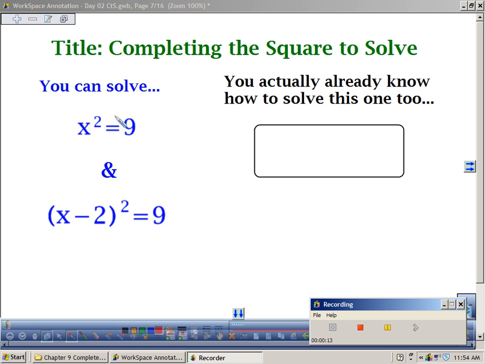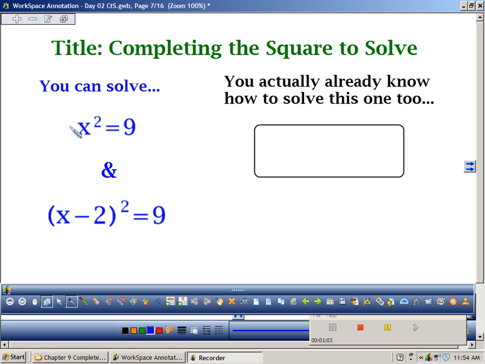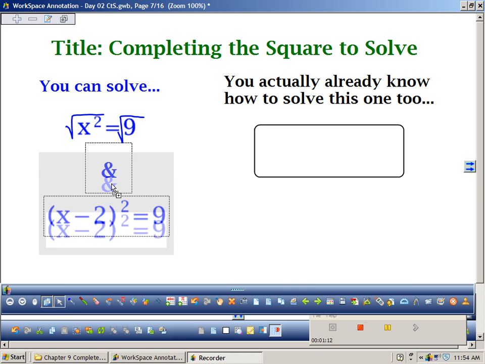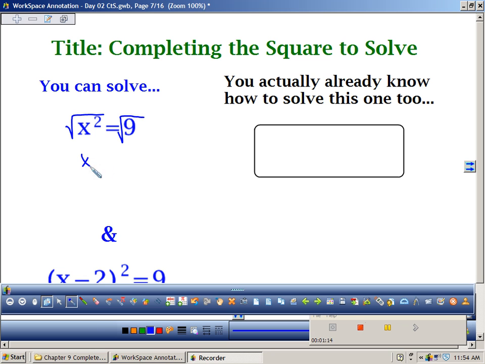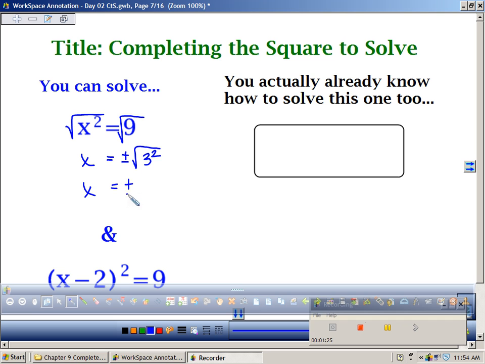Okay? All right, so yesterday this is what you guys talked about with the sub. X squared equals 9. How do I figure out how to solve for x? We do the inverse operation, right? If you have a square, if you apply a square root to both sides, then you can solve for x. So in this case, x equals plus or minus the square root of 3 squared, which means x equals plus or minus 3.